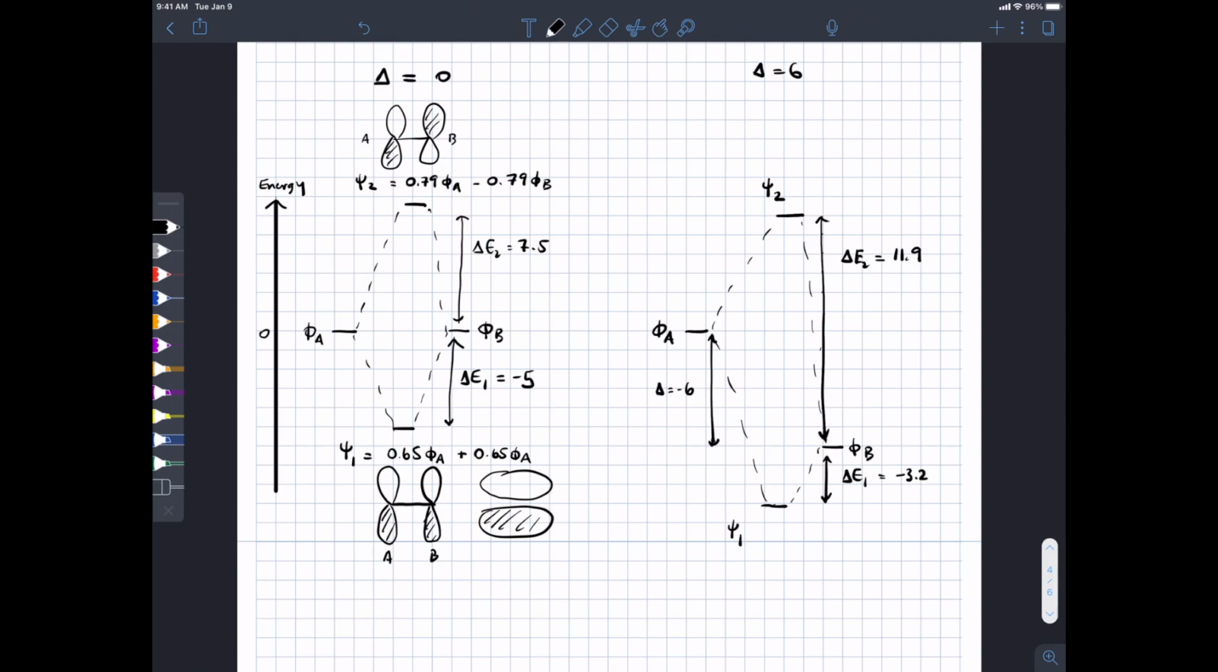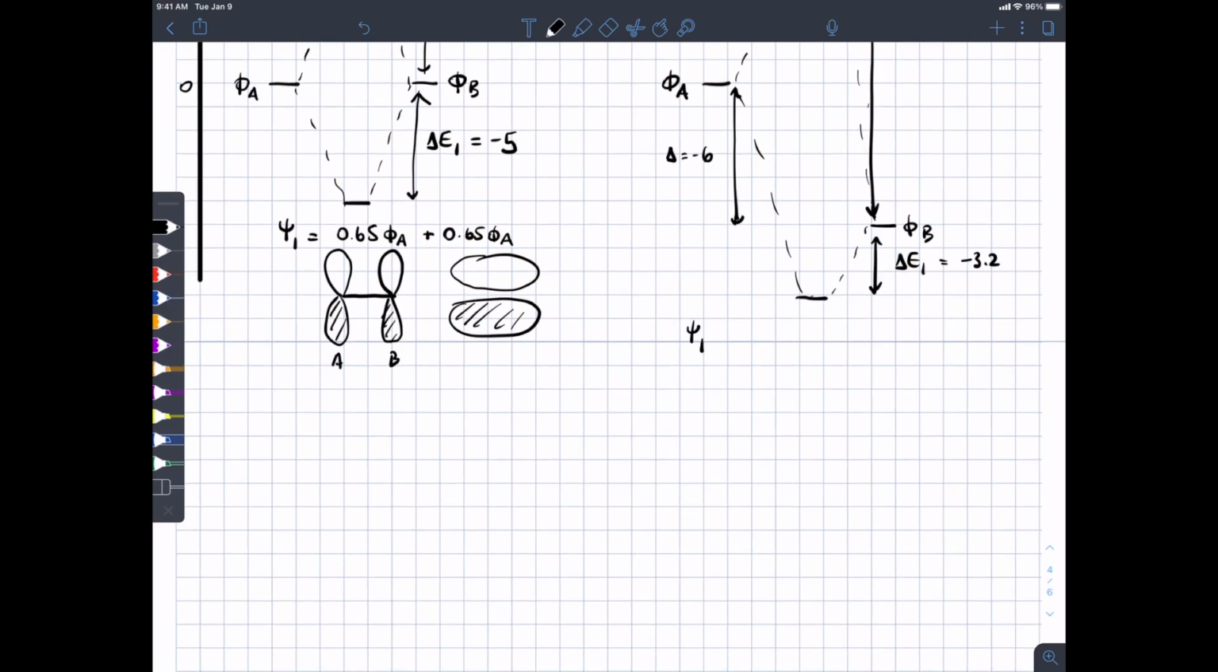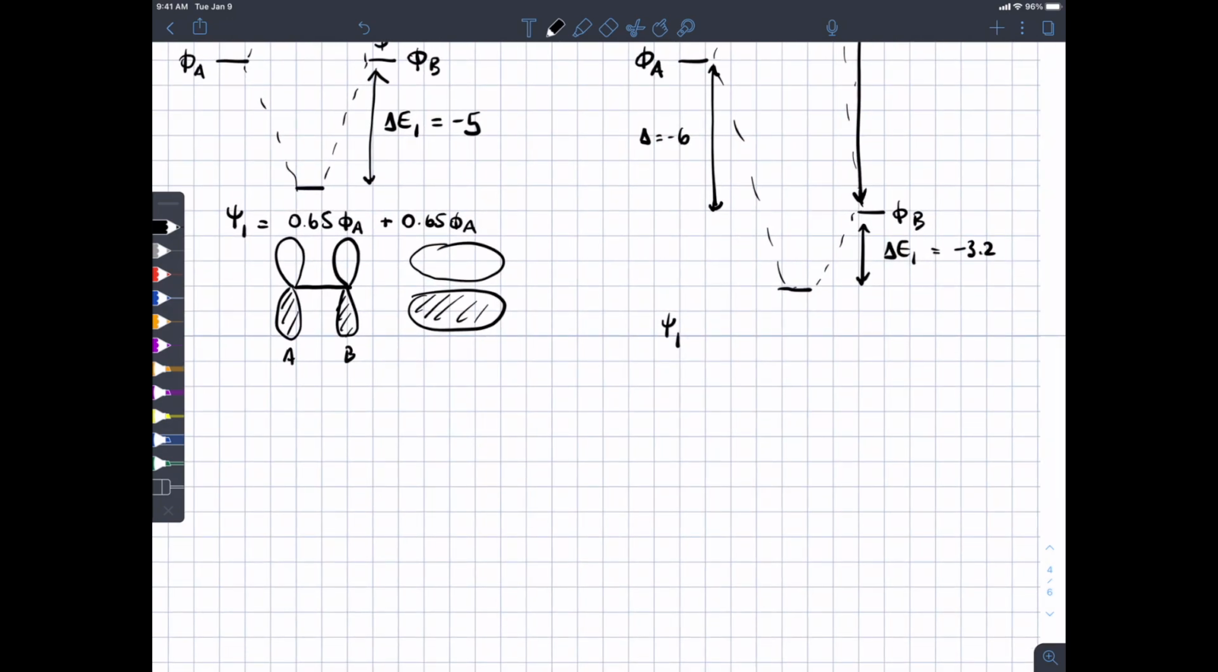But there's another interesting consequence too, and that is seen in the coefficients. So I'm going to write the coefficients for phi 1 for this case where the delta equaled 6. I have them written down here in my notes, so I'm going to look them up. 0.8. Oh, sorry.